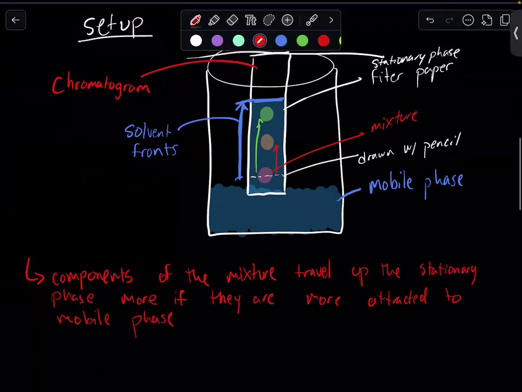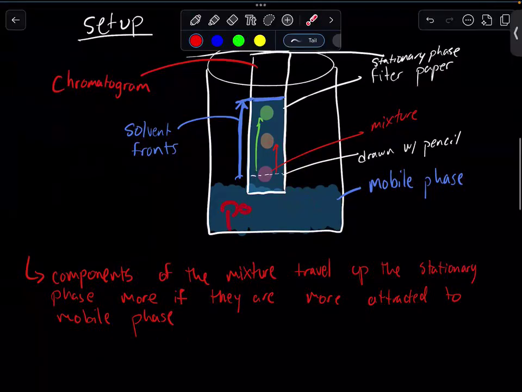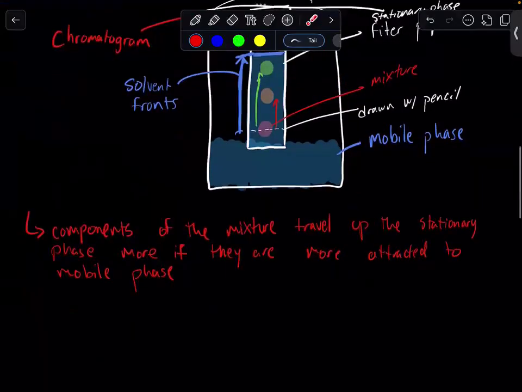So if we have two pigments in this example, this pigment is much more like our mobile phase than this pigment. So basically, if our mobile phase is polar, then since this one moved a lot, it's also polar, and this may be less polar. It's not nonpolar because it moved, but it's definitely less polar.